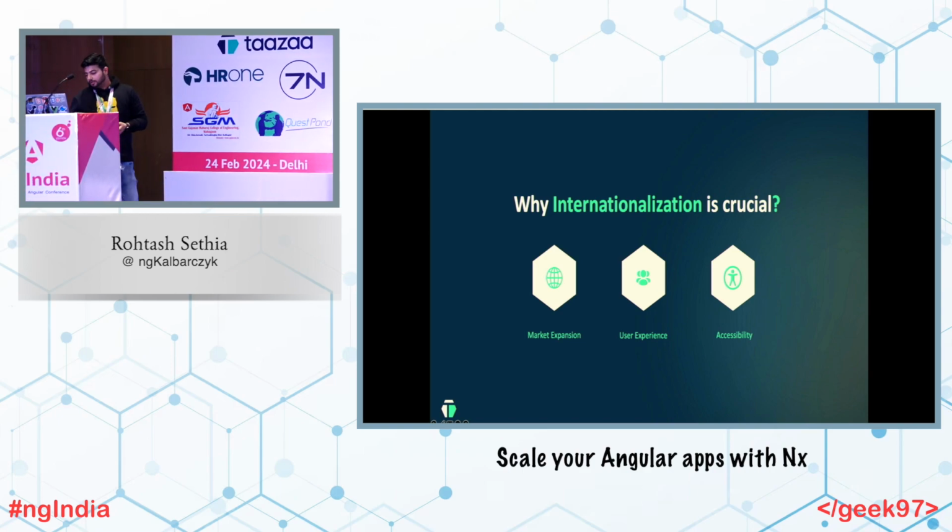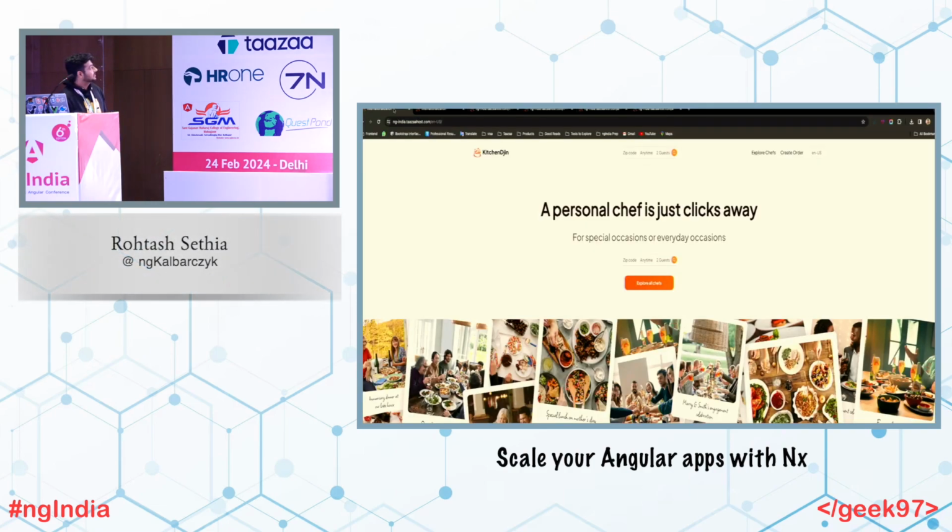Now that's just talk, but we have a demo prepared for you. So that's Kitchen Gin, the same personal chef ordering platform that I was talking about. Here the application is currently localized in an English version. It has a regular search with which you can specify where, when, and for how many guests you want to book a chef.